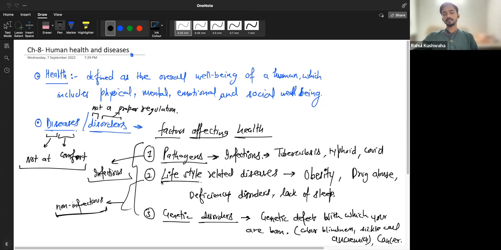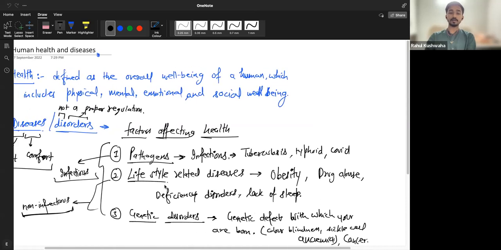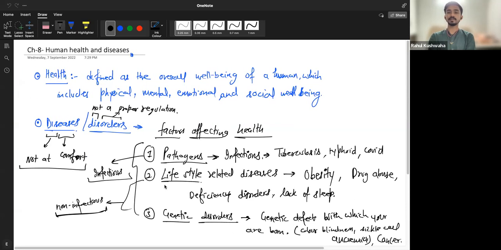Second important factor that affects health, apart from these microbes, is the lifestyle and the way we live, the way we eat, etc. So that includes our nutritional requirements, that includes obesity, deficiency disorders, drug abuse, lack of sleep. All these affect health and cause some or the other disease or disordered state in the body. The third factor was genetic disorders that we discussed.